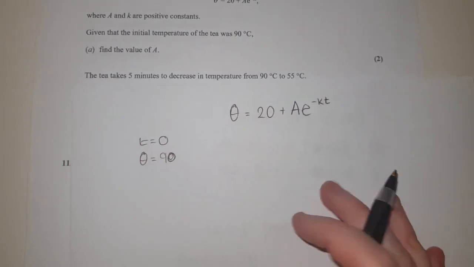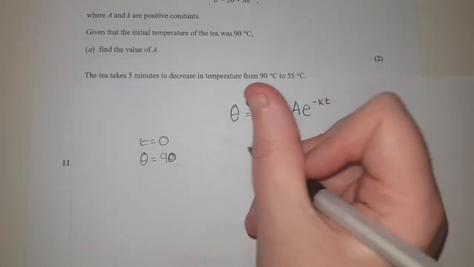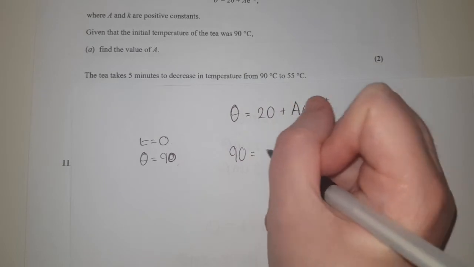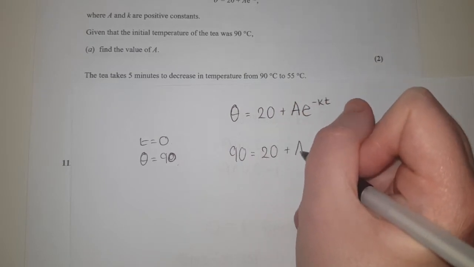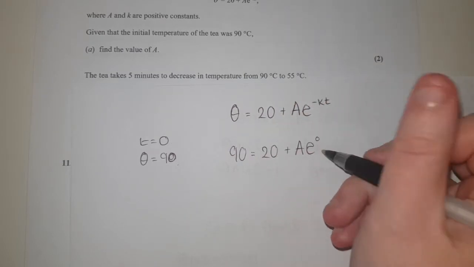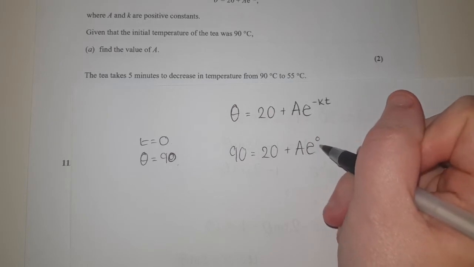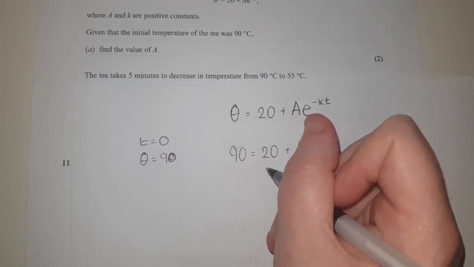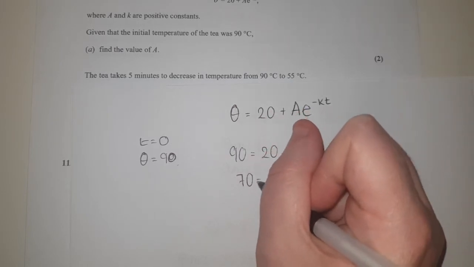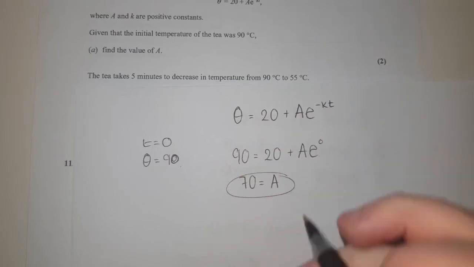We want to find the value of A, so I'm just going to plug these two in so that I can work out what A is. So I get 90 is 20 plus A e to the 0. That's obviously just, anything to the power of 0 is 1. So if I subtract 20 from both sides, I get A is just equal to 70.